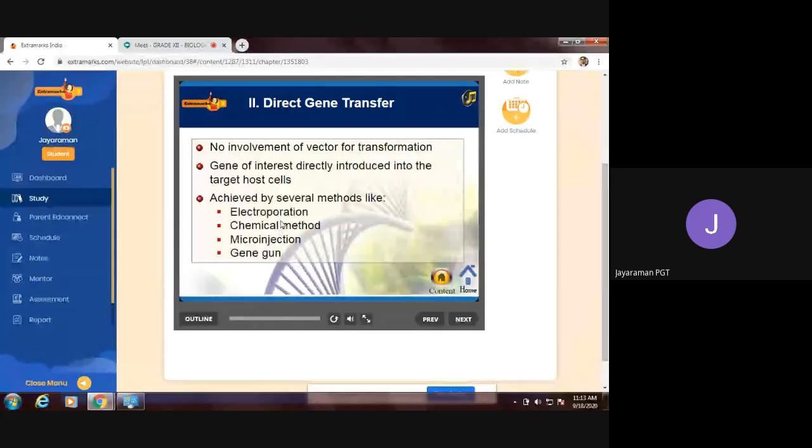Chemical method means they use different chemicals, like calcium chloride, or heat shock. Heat method also, you can add that one more. And polyethylene glycol is commonly used for this purpose, to insert the gene. That is used for the chemical method. In microinjection, you inject the DNA very finely, mostly into animal cells.